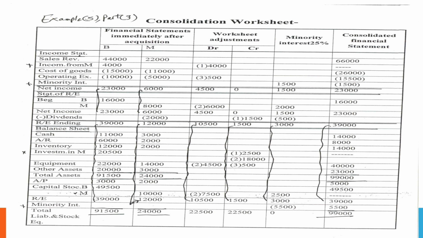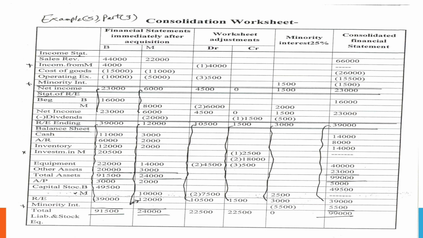Let's start with the beginning retained earnings, company B, company M. And the net income comes from up here. Net income 23, I put it down, and 6,000, I put it down. Dividend under company M, I put 2,000 minus. As a result of this, what are you going to see?